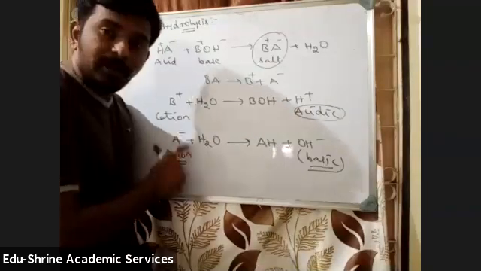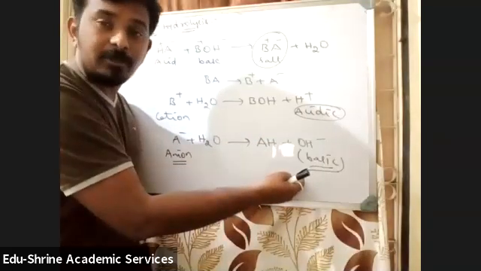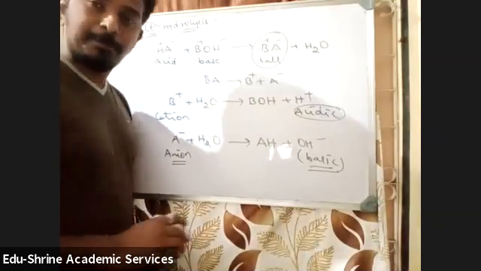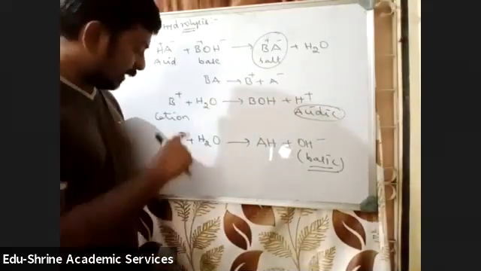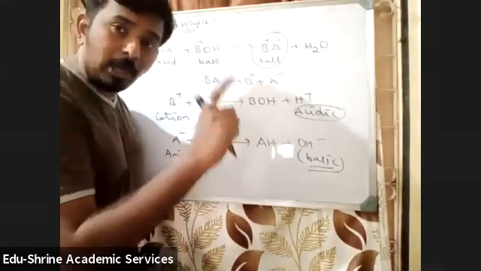If both are undergoing hydrolysis, you may get an acidic solution or you may get a basic solution. That depends upon the Ka and Kb values of the acid and base. We'll see how to identify it later. If none of these are undergoing hydrolysis, then the solution will always be neutral.